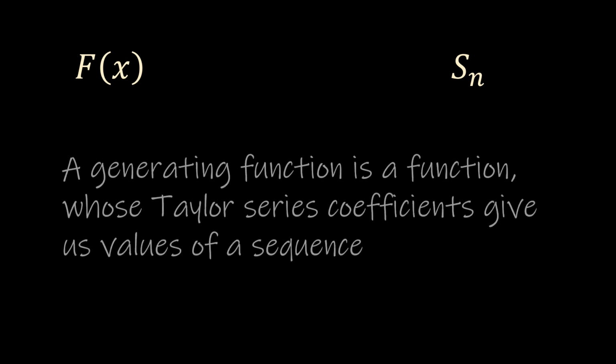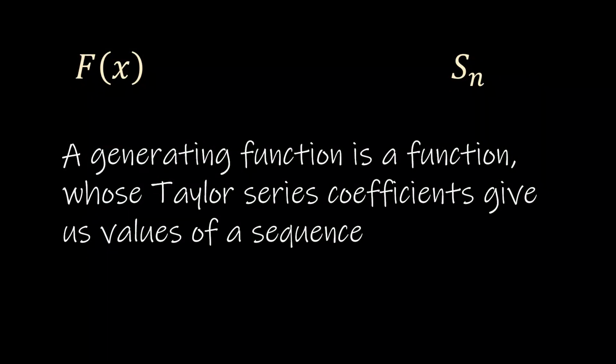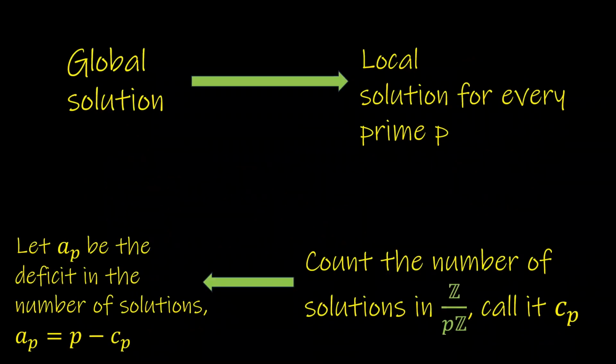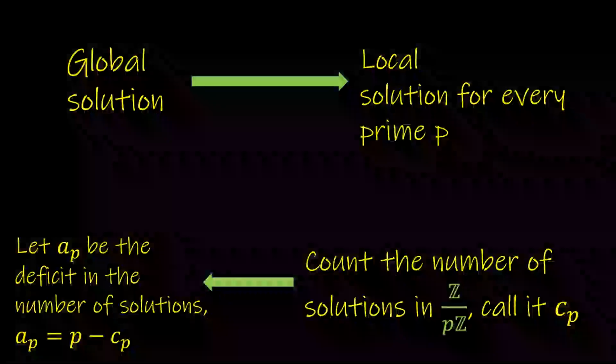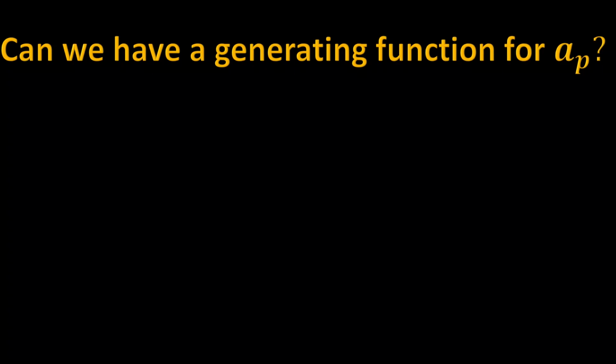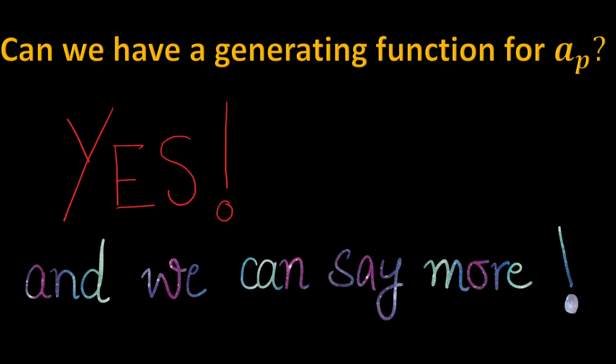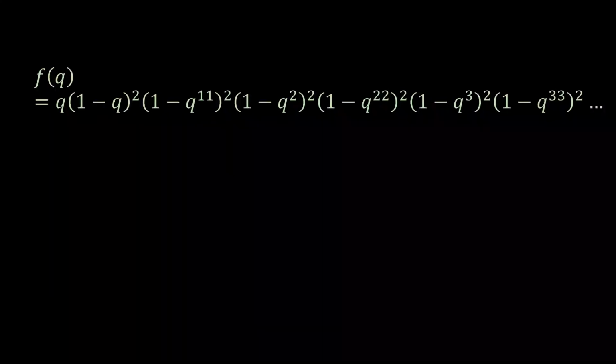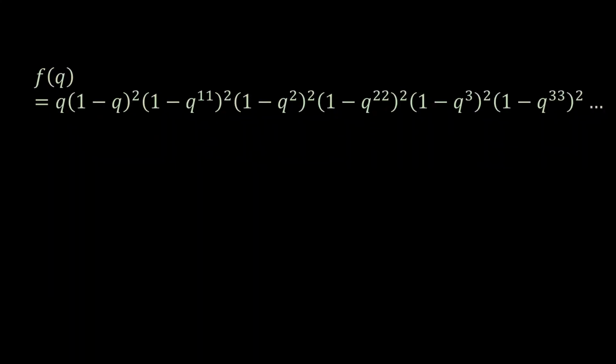What we have seen is that f of x is a good representative of the number Sn. This inspires the notion of a generating function, which is a function whose Taylor series coefficients give us values of a sequence. I'll quickly remind you of the sequence AP that we had constructed previously. An interesting question to ponder over is whether we can have a generating function for AP, and the answer is yes, and we can say much more. What we can say is that the generating function for AP that we get is actually a modular form. And the generating function for AP is this function given over here, which is defined by f of q.